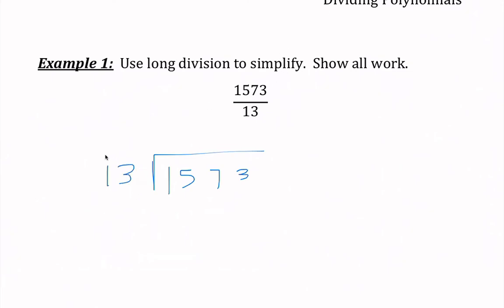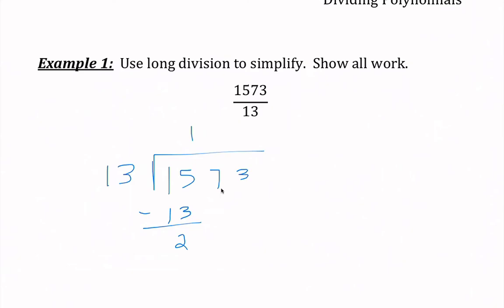So I know the first thing I do is I take 13 and I have to figure out, will it go into 15? So 15 divided by 13. I know 13 will go into 15 one time. Then after we did that, I would take this 1 and multiply it by 13. 1 times 13 is 13. From there, we would subtract these two numbers. So 15 minus 13 is a 2.